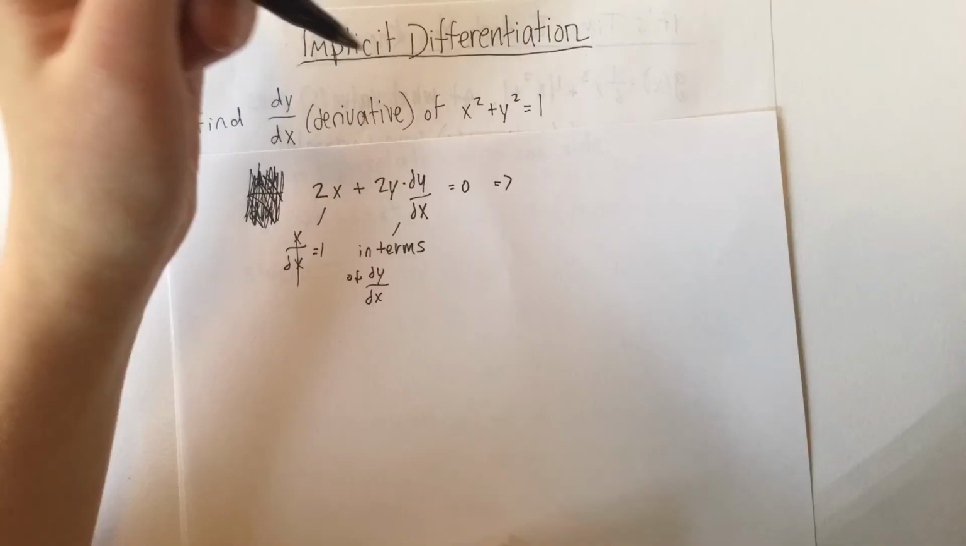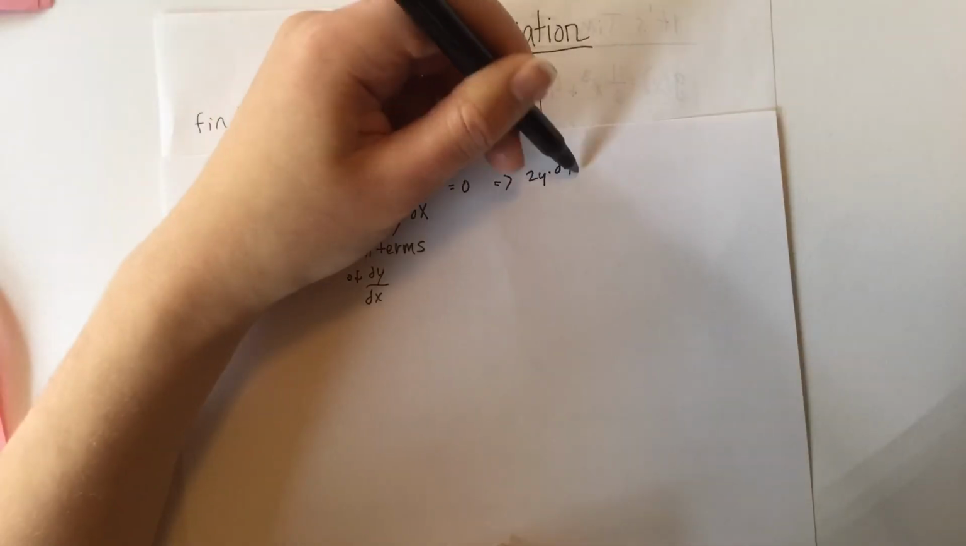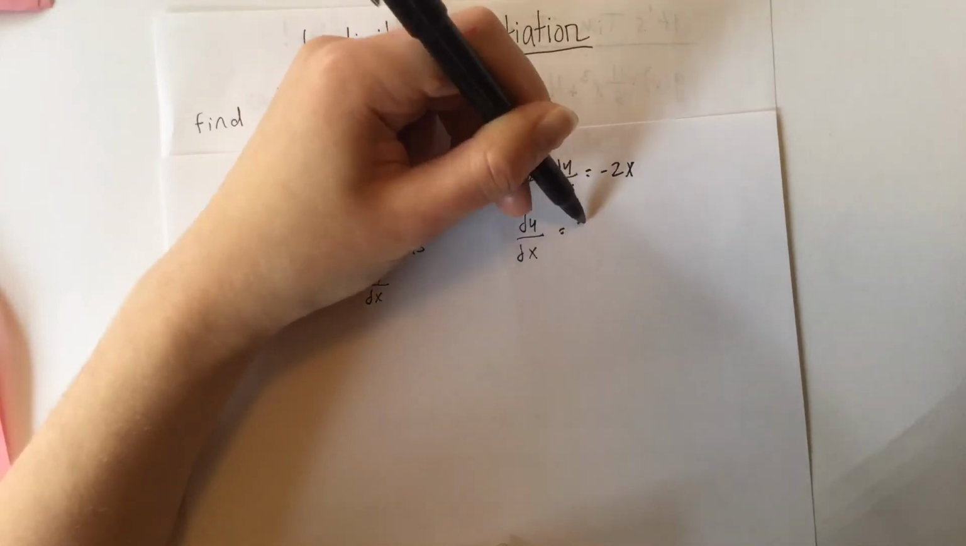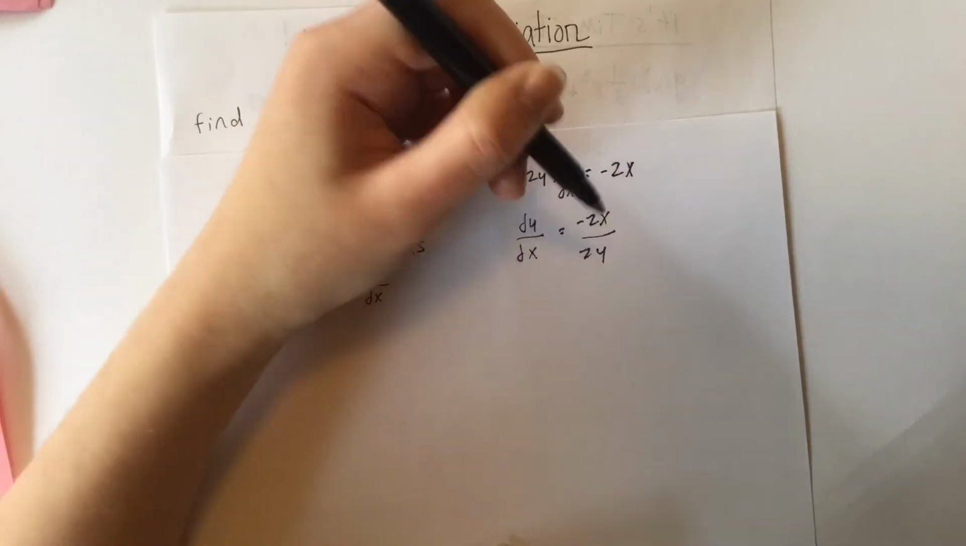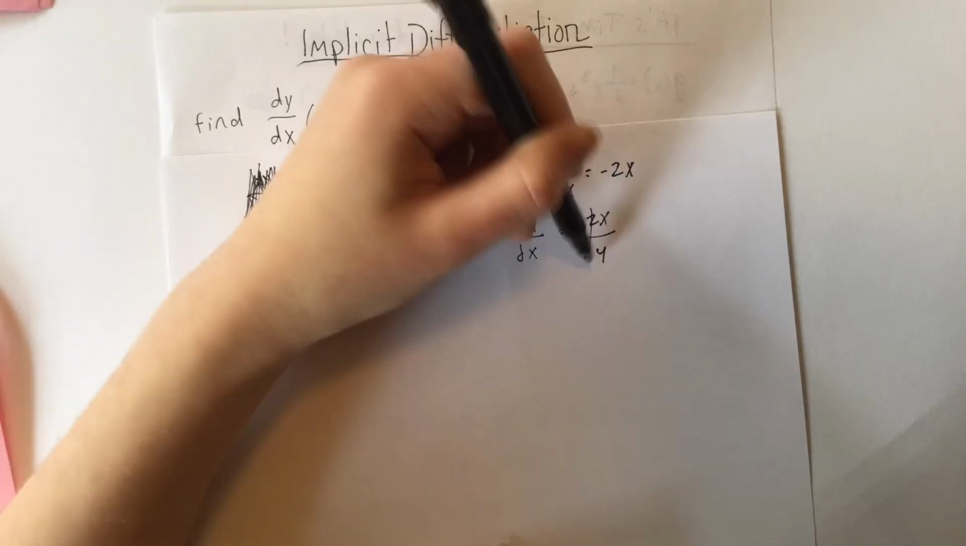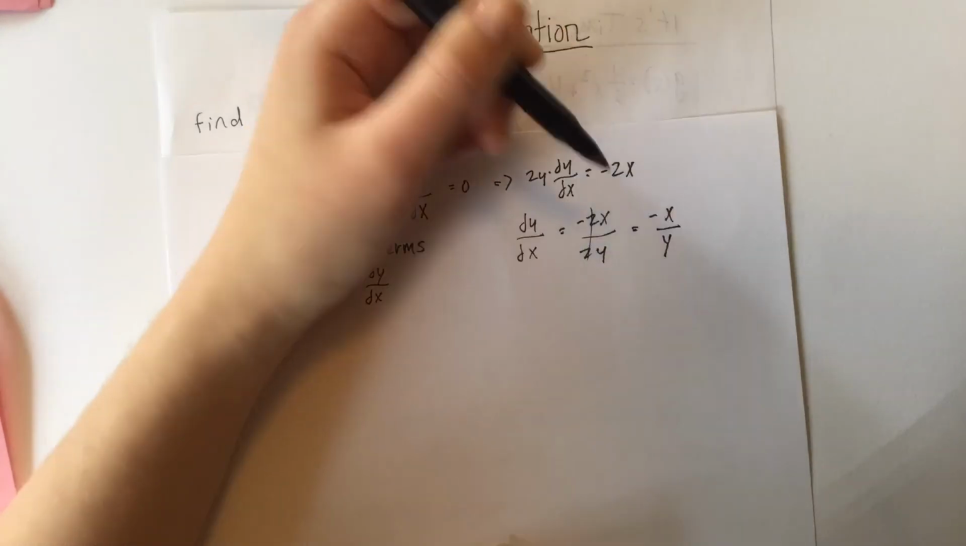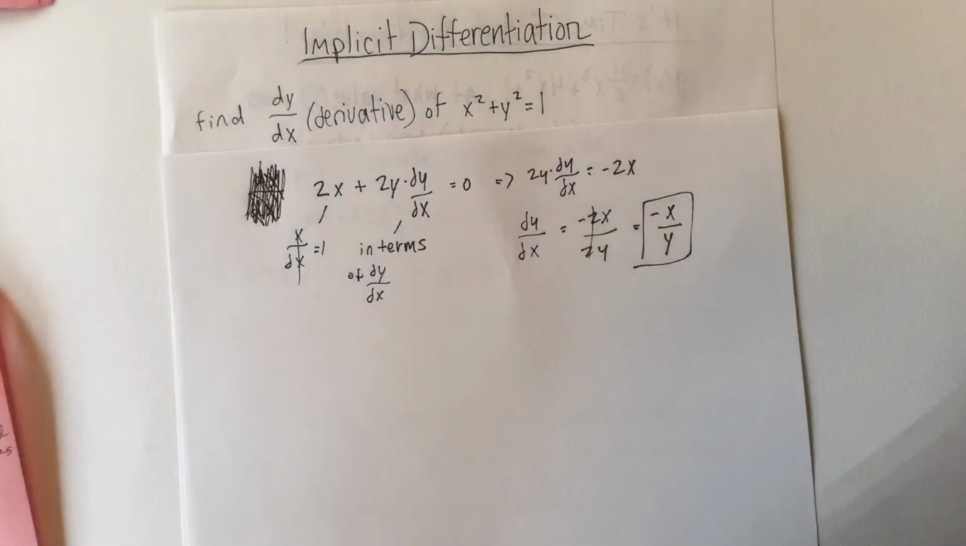So this dy/dx is very important in implicit differentiation, and your ultimate goal is to get it isolated on one side. So you subtract the 2x, and then you divide away the 2y, so then you get dy/dx all on its own on the left side, and then the 2 divided by 2 cancels out, and you're left with dy/dx equals -x over y.